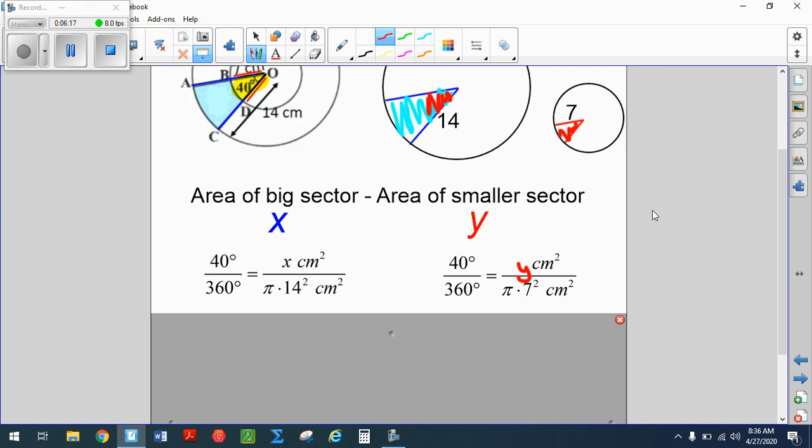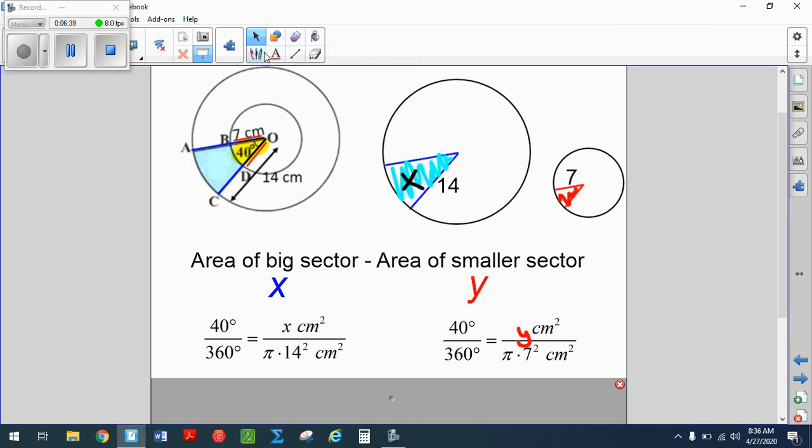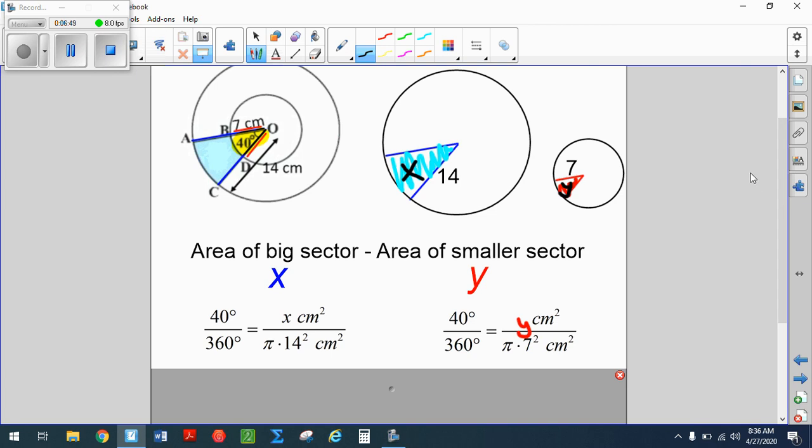So 40 over 360 equals x over pi times 14 squared. That's for my big circle, pi r squared. x is the area of the blue sector without this red space in the way. And y is the area of the little red sector space. So my other equation was 40 over 360 equals y over pi times 7 squared. Again, just pointing out that the area on top is the area of a sector, which is part of a circle. The area on bottom is the area of the entire circle, the whole circle.